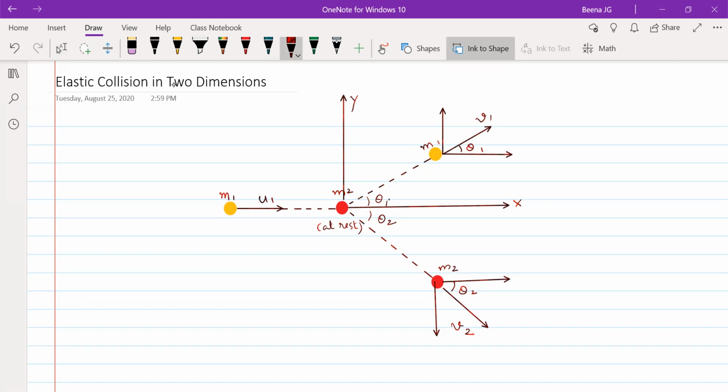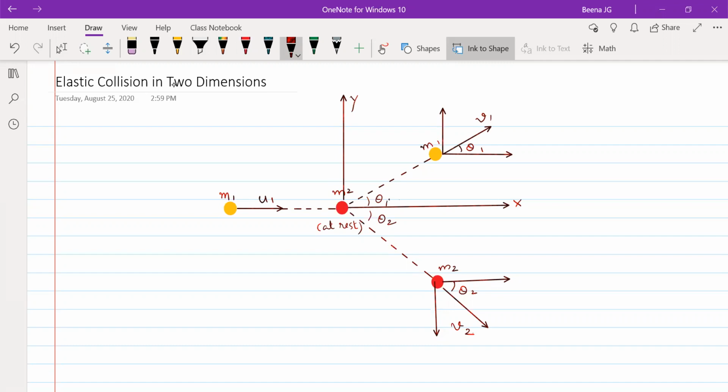So here what we are considering is a particle M1 moving with a velocity U1, colliding with M2 at rest. And after collision, they move in different directions. M1 is moving with a velocity V1, making an angle θ1 with the x-axis. And M2 is moving with a velocity V2, making an angle θ2 with the x-axis. This is what we are considering.